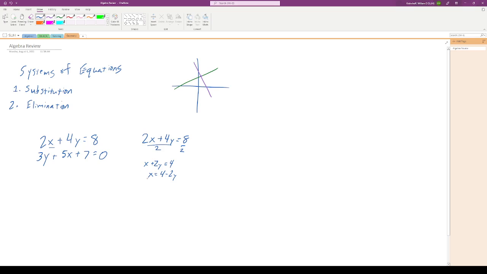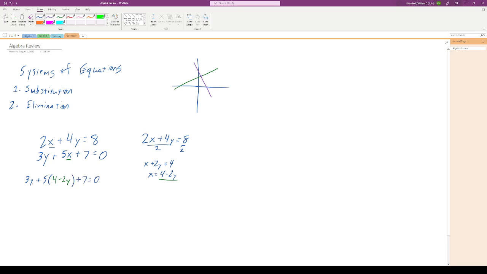Now that x is all by itself, we can take this part here, this 4 minus 2y, and plug it in for the x in the other equation. We can't plug it into the one that we started with, because then we're not working with the system and everything will just kind of cancel out and it won't work. We need to plug this into the other equation. So if we'd isolated the y or x here, we would need to plug it into this one. So let's do that. We're going to do 3y plus 5 times, and then we're replacing x here with 4 minus 2y. And then we continue with what we had there, plus 7 equals 0.